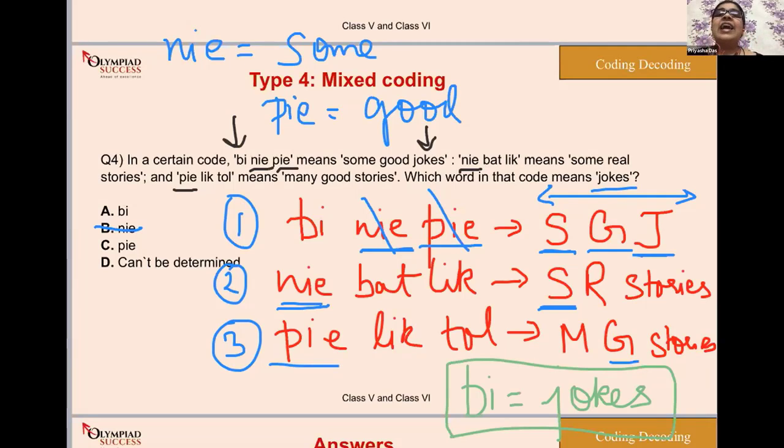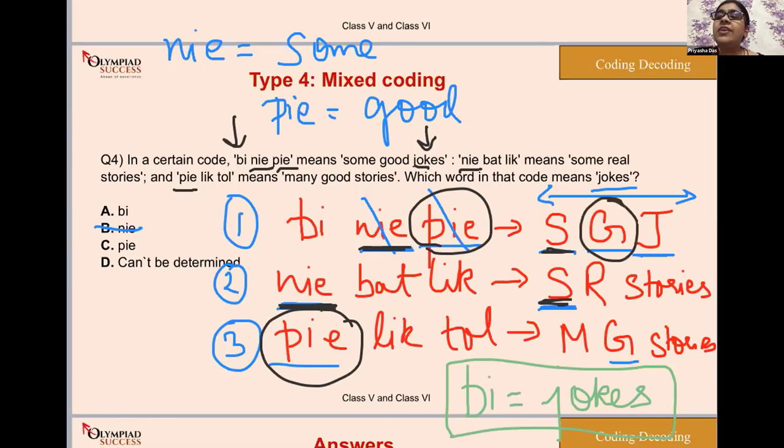I'll explain again. No need to worry about that, Andesha. Whenever you have some common terms, like here we are having nai written in both the sentences, 1 and 2, that means nai cannot be the word for joke, because joke is not getting repeated. Nai is getting repeated for some and some. Similarly, pi is getting repeated 2 times in 1 and 3, and it is getting repeated for good and good.